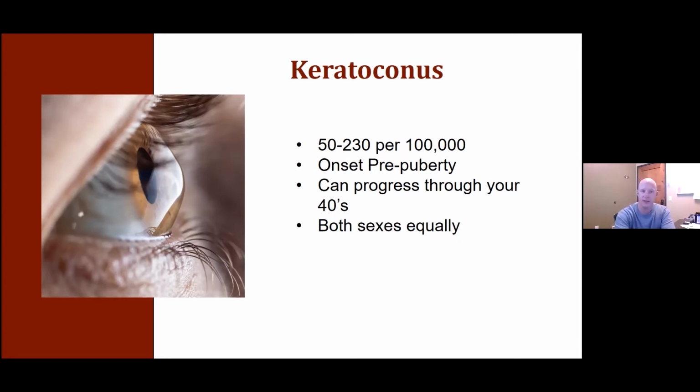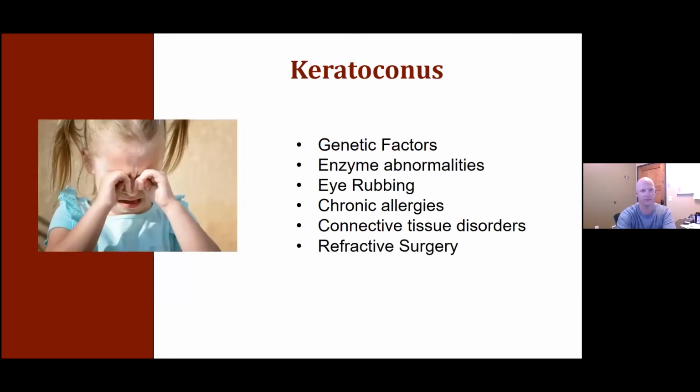Usually the onset of this, even though it may not be detected at this time, is before puberty. Sometimes keratoconus will progress through your early 40s, and it really depends on a lot of different genetic factors, but it typically affects both sexes, men and women, equally.